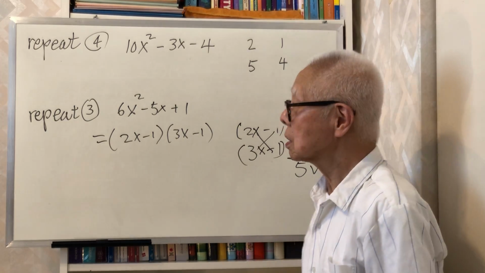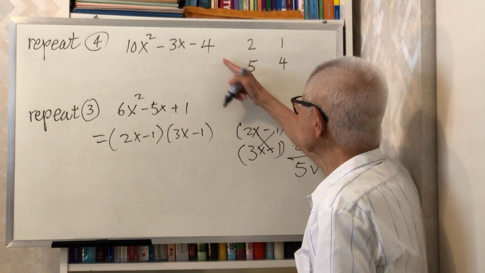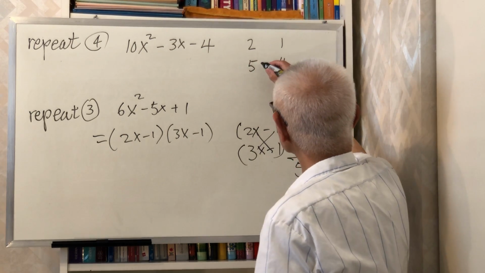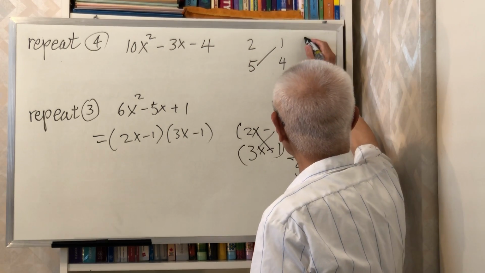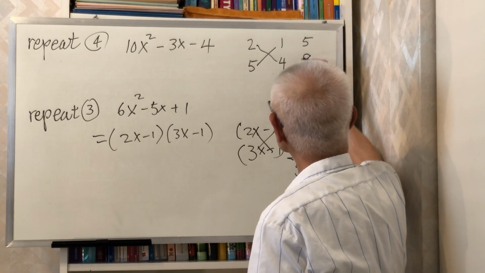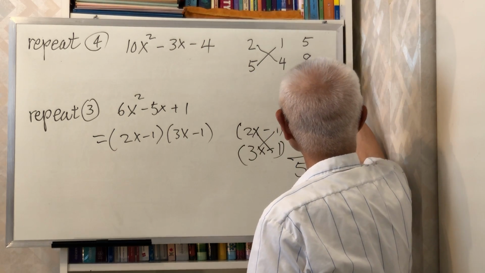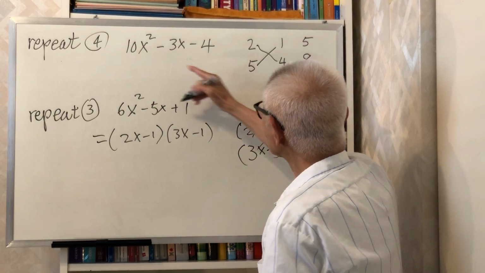Okay. I just randomly do that. 10 is 2 times 5. 4 is 1 times 4. And 1 times 1, cross multiply. This is 5. 2 times 4 is 8. And you want the difference between these two. What's the difference between 8 and 5? It is 3. So that's 3.